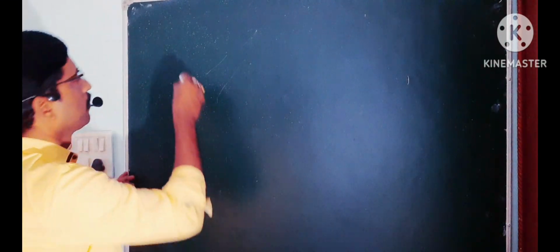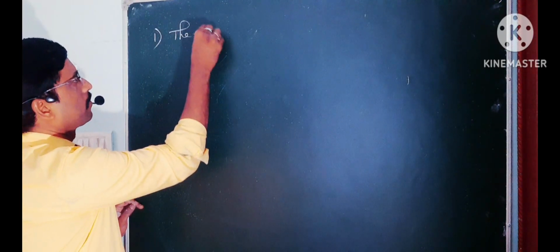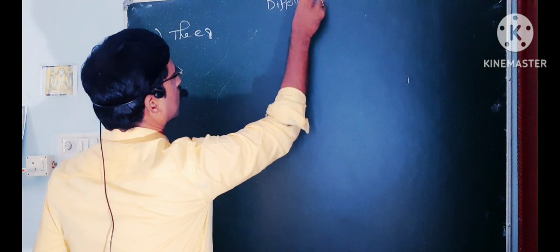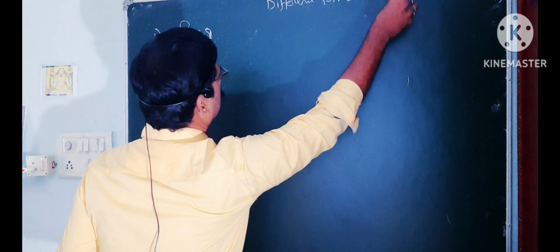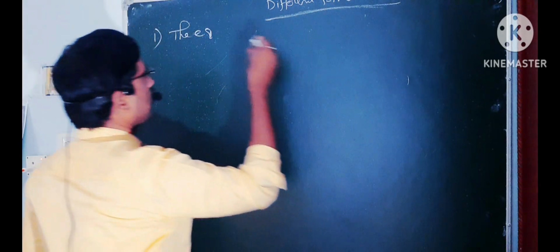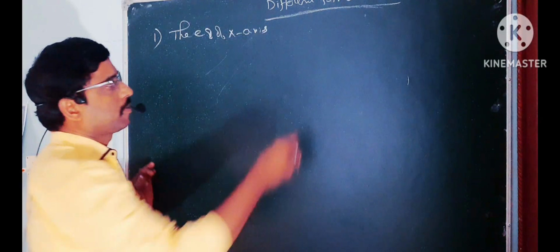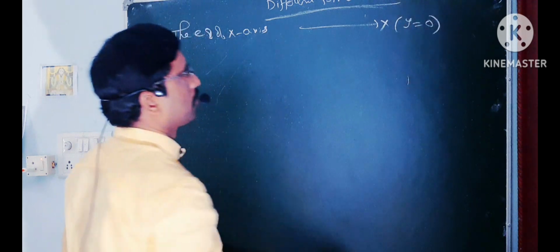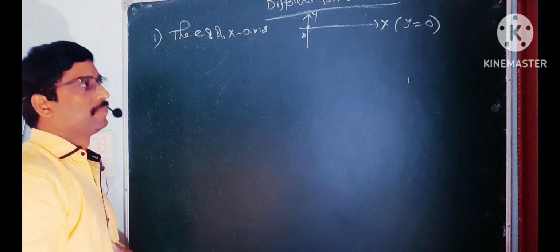Okay, now explain different forms of the line. First point, the equation of different forms of a line. The equation of x-axis. The equation of x-axis is y is equal to 0, because on x-axis y coordinate is 0.